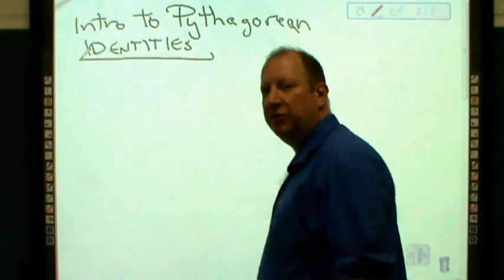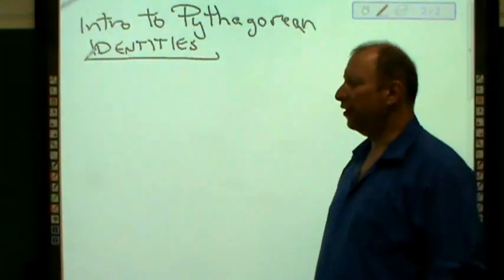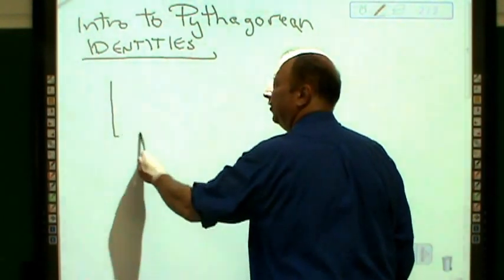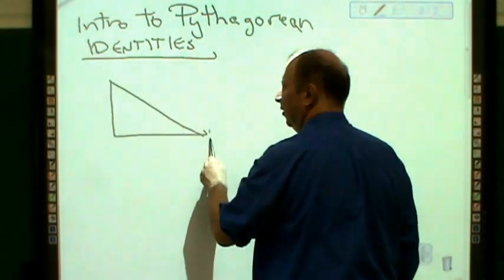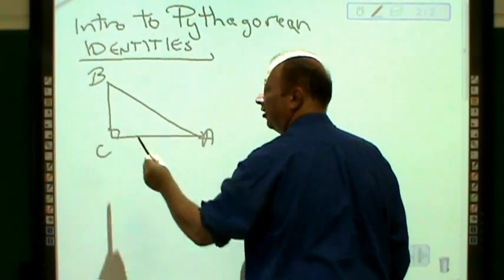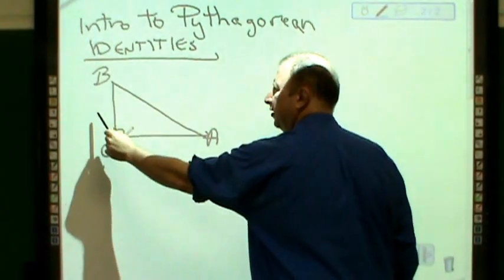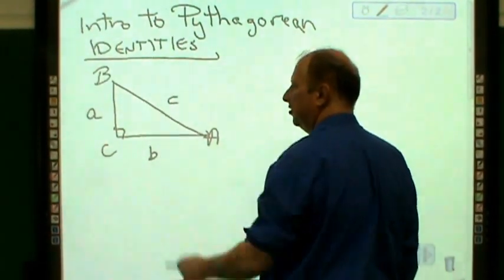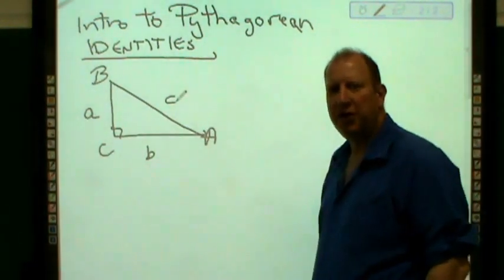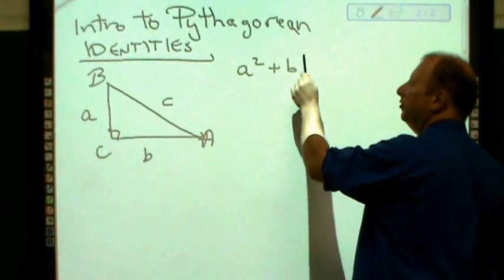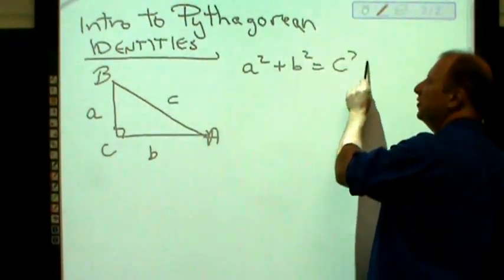Hi, what I'm going to do today is an Introduction to Pythagorean Identities. Let's start off with reviewing the Pythagorean theorem. This is capital A, capital B, capital C in triangle ABC, and opposite the angles are small a, small b, small c. So what we can say is a squared plus b squared is equal to c squared.